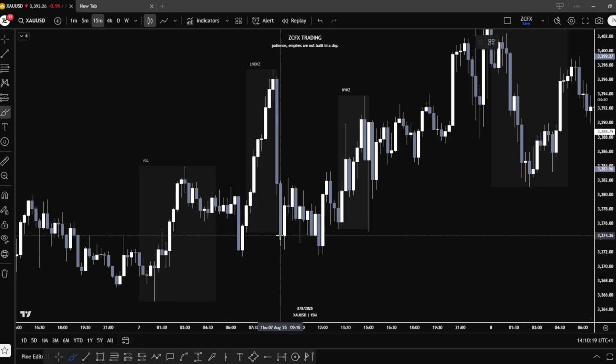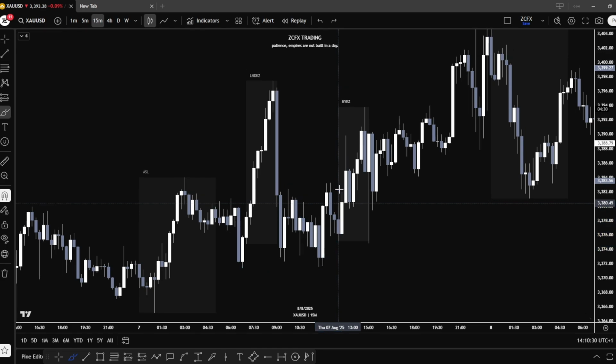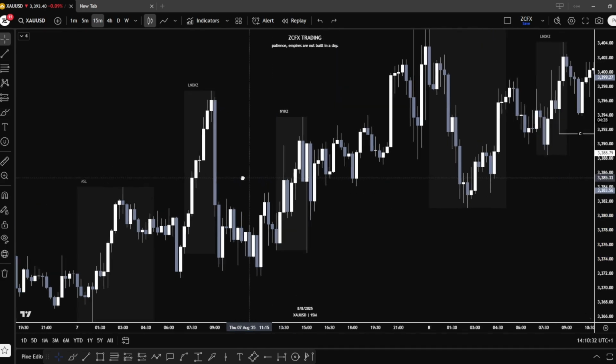Sometimes you get an initial mitigation off your POI, price will short term move like this, and then come back deeper to liquidate your stop loss and potentially wick reject like it did here, and then continue bullish. This is something you see quite often.